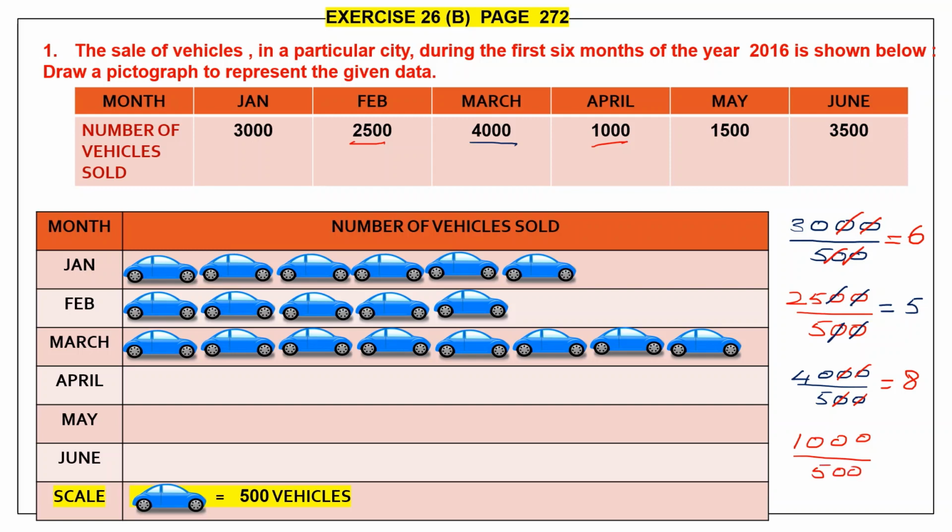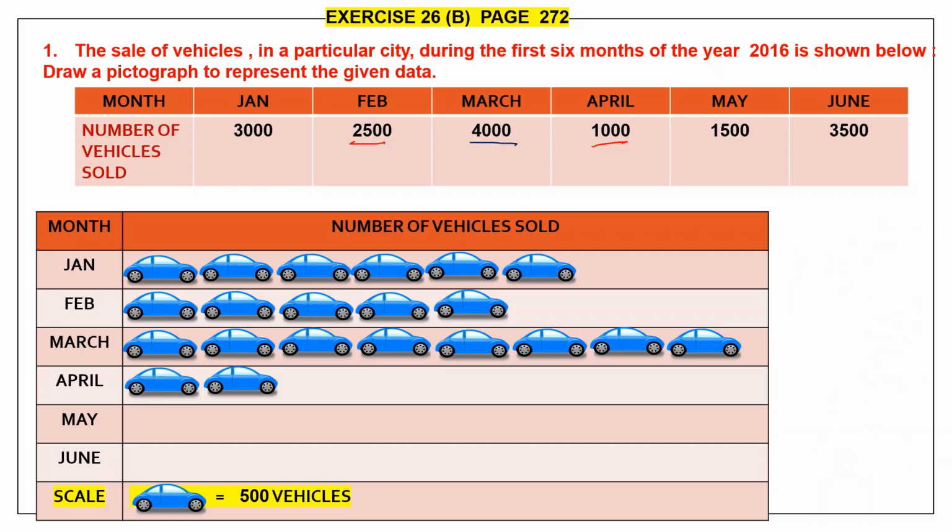So where are we getting this 500 from? From the scale which is there at the bottom of this table. So cancel 2 zeros. So 10 divided by 5. 5 twos are 10. That means in the month of April we need to show only 2 cars. So 1 and 2. Now we'll go on to May.